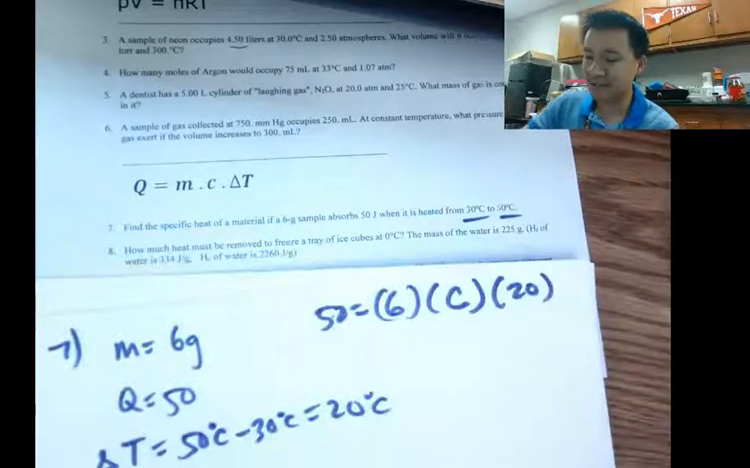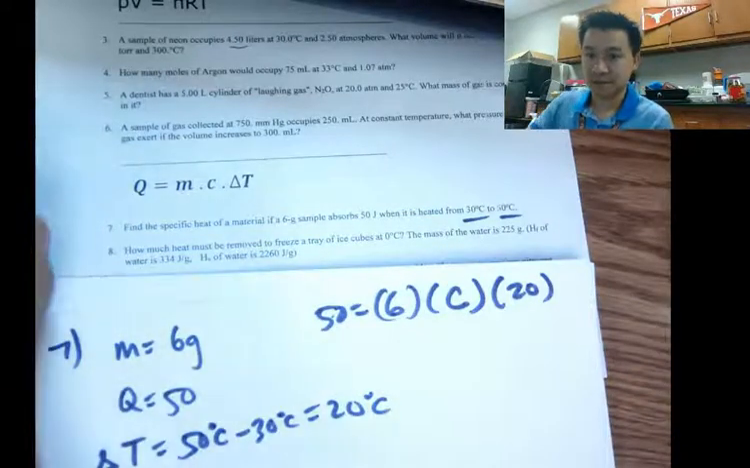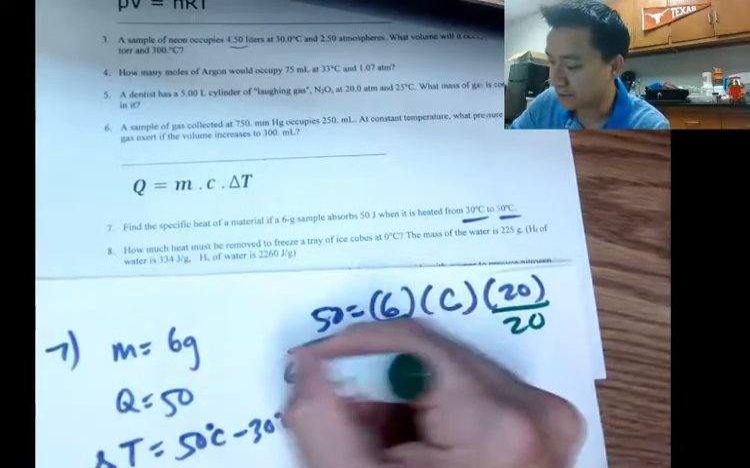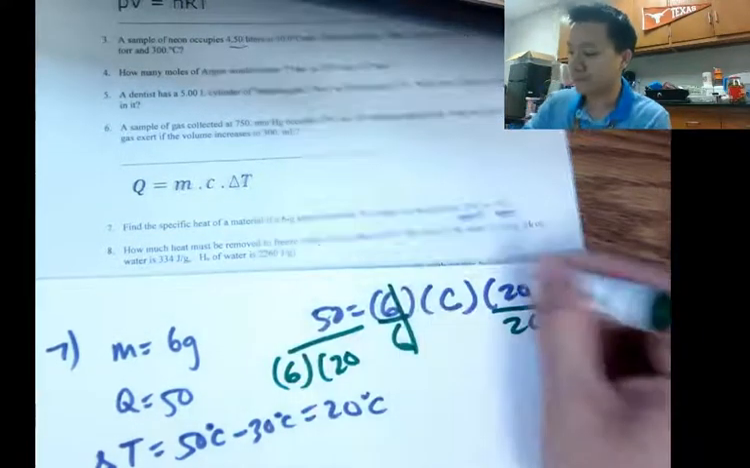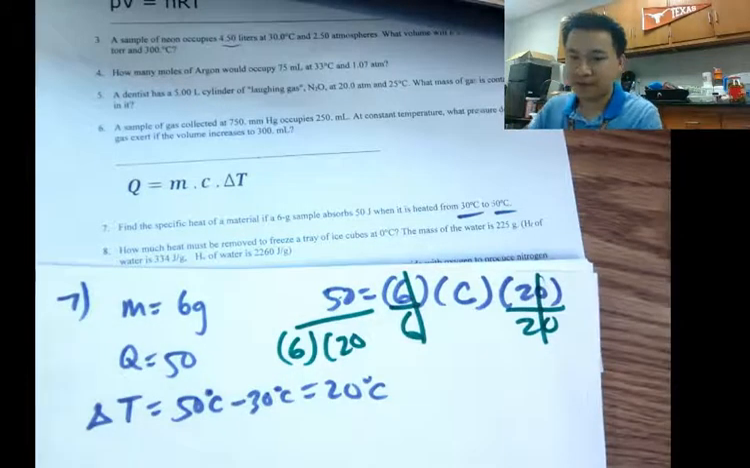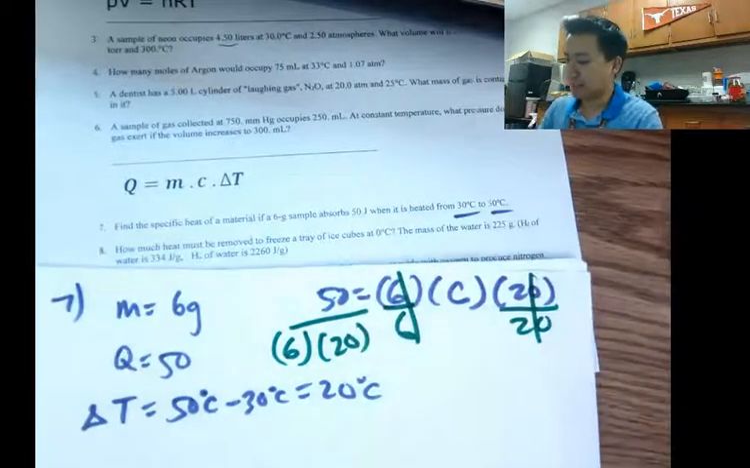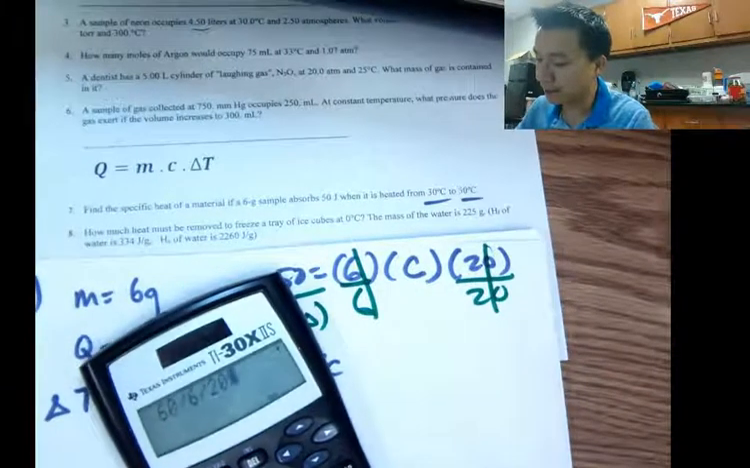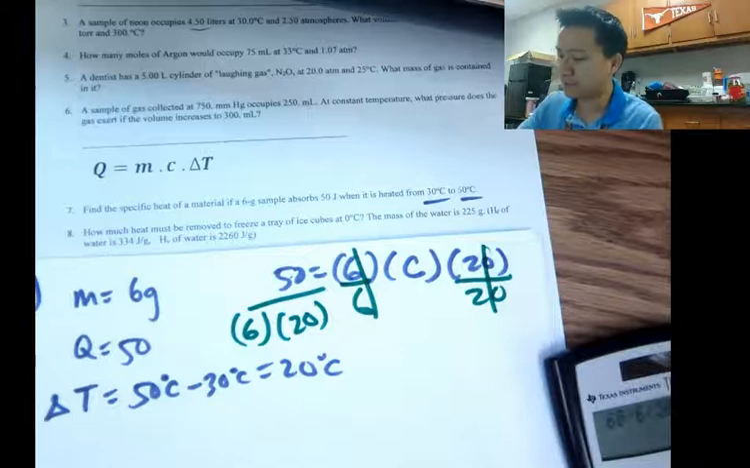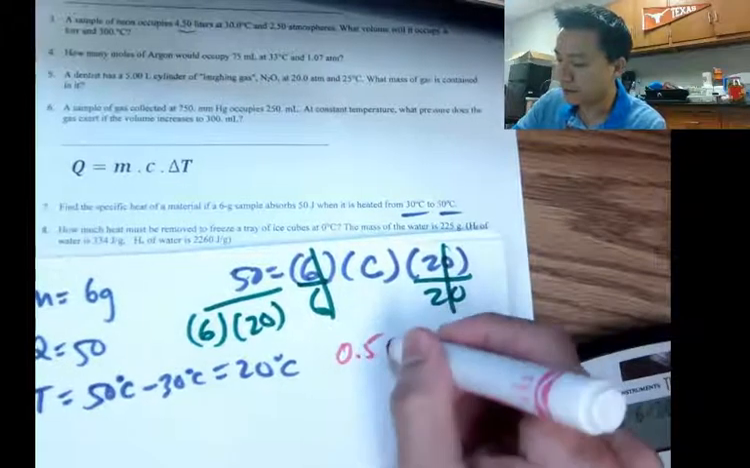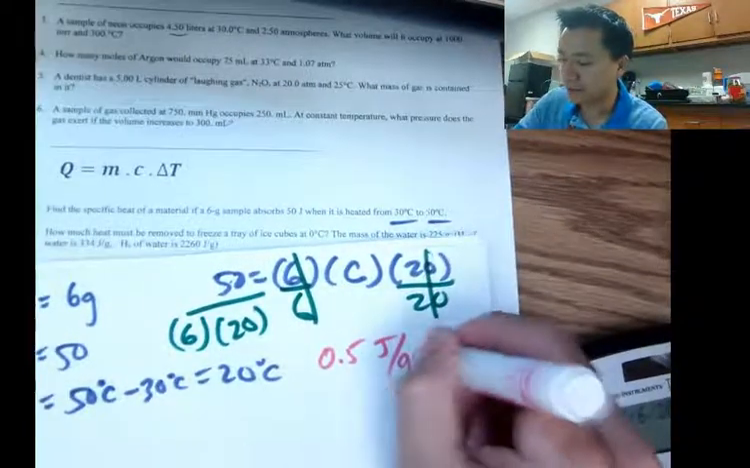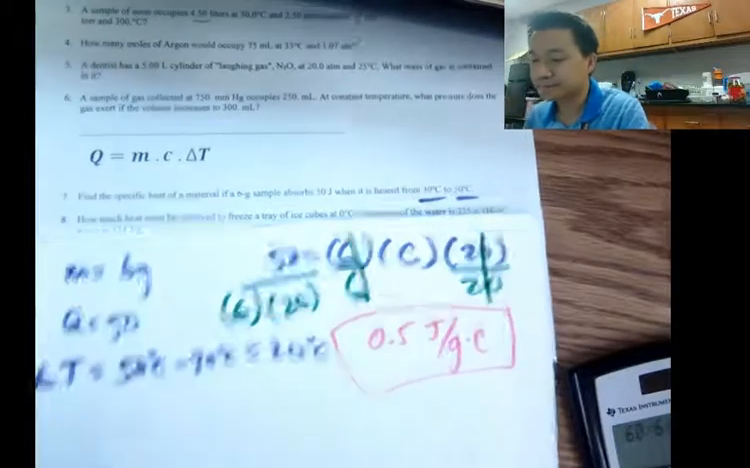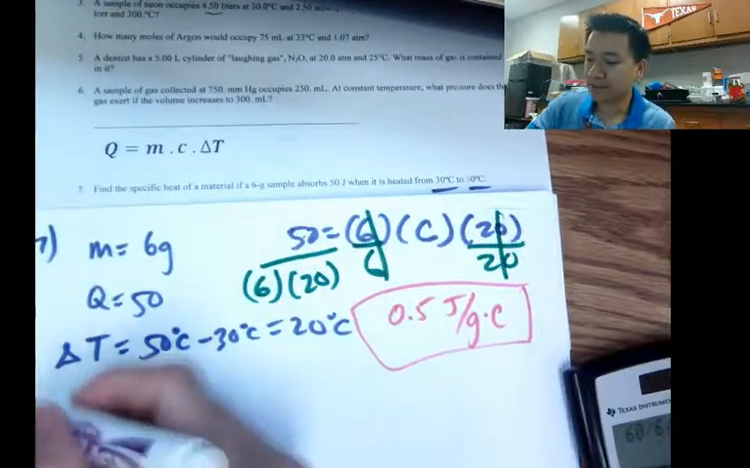Q, 50 equals m, 6, times c times delta T, which is 20. If I want c by itself, I have to divide by 6 and divide by 20. So 50 divided by 6 divided by 20 gives me 0.5 joules per gram degree Celsius. That's the specific heat of that stuff. Okay? Number 8.